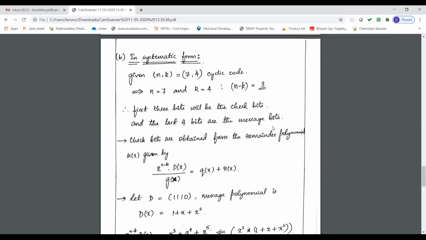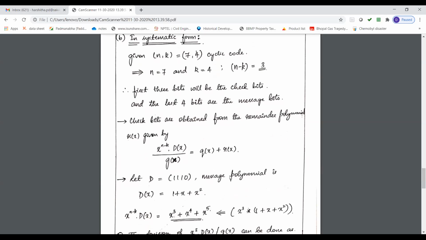So first we need to find the check bits. So how will we find the check bits? Students, please remember, check bits are found by division of x to the power of n minus k into d of x by the generator polynomial, that is g of x. Alright, so we should remember this. X to the power of n minus k into d of x by g of x is equal to the sum of quotient and the remainder, that is q of x plus r of x.